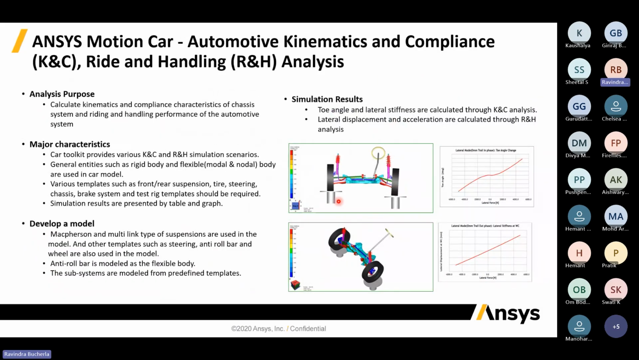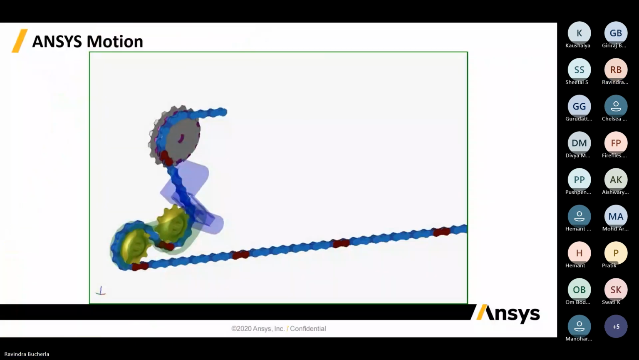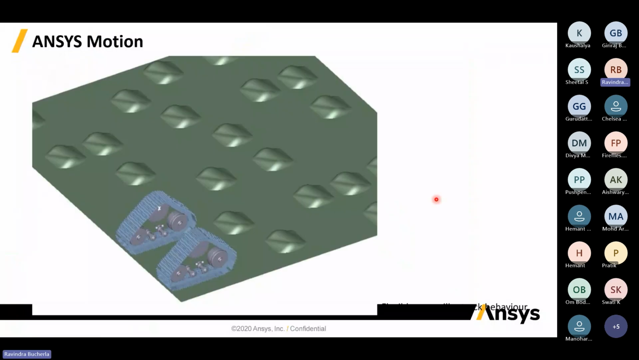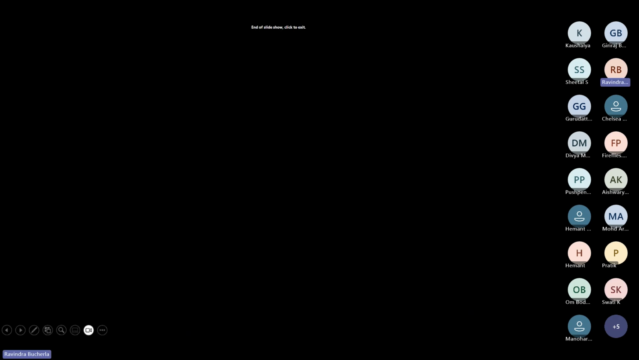So yeah, when it comes to automotive, we can even perform the KNC, kinematics and compliance, or ride and handling by considering the different dynamic analyses for the steering mechanisms. Okay. So damping and all, the complete analysis we can do. So let's start with the live demo.